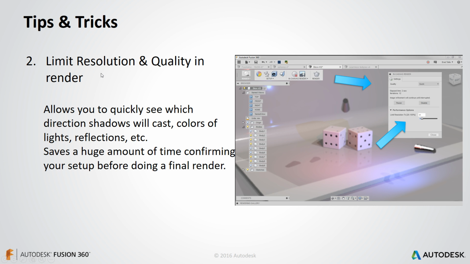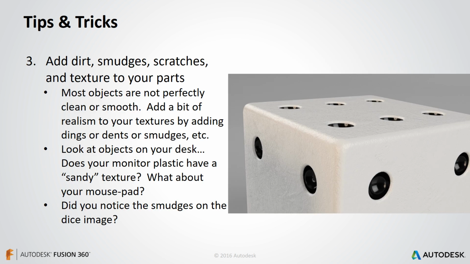My other tip is to add dirt, smudges, scratches, textures, etc. to your parts. Most objects are not perfectly clean or smooth. You can add a little bit of realism to your parts by adding scratches or dents or dings, for example. Take a look at your mouse. Does it have fingerprints on it? Is it worn off in certain areas because you've used it so much? Same thing with maybe your water bottle. Has it been dropped and there's a little nick on the plastic or whatever?